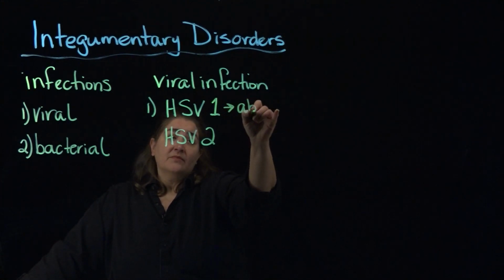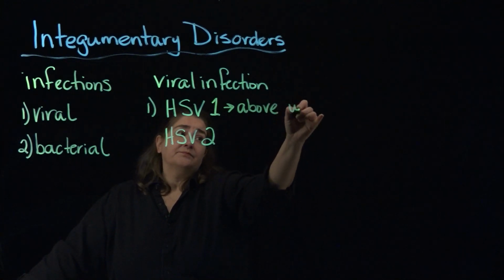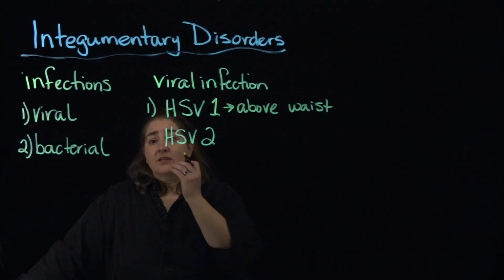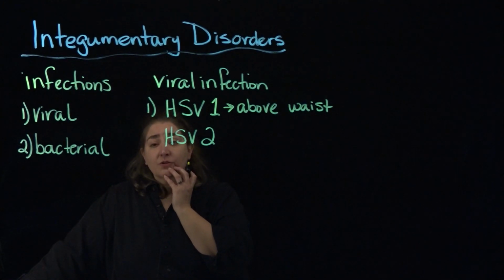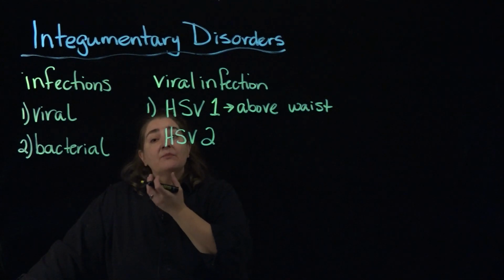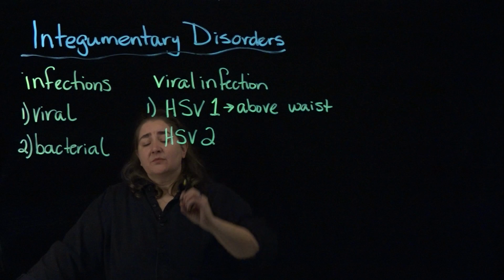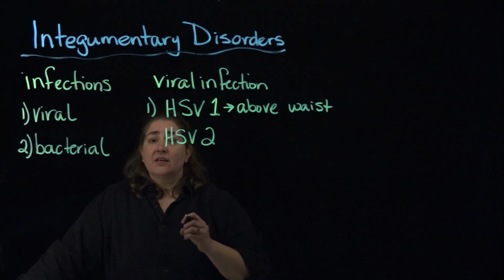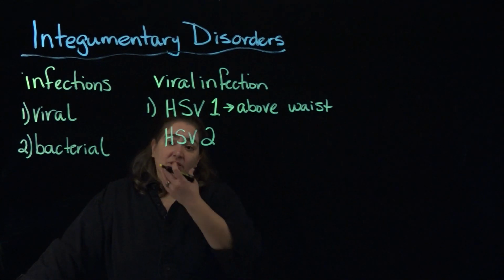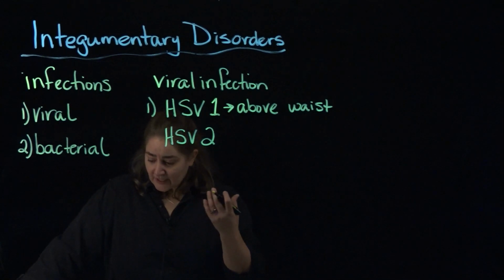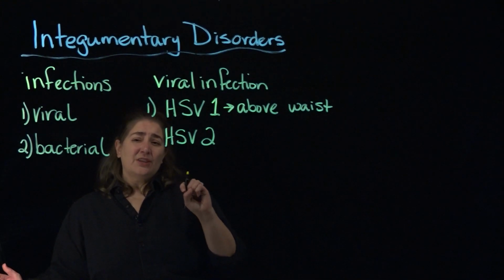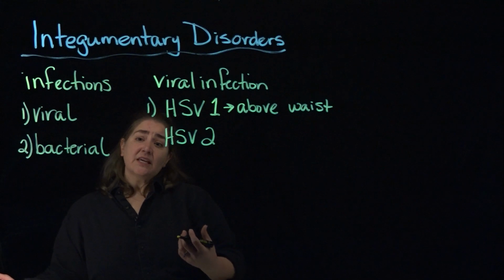HSV1 typically are going to be viral infections that happen above the waist. So individuals who have cold sores around the mouth and lip regions, that's primarily caused by herpes simplex virus 1, okay? It's sometimes also referred to as oral. But it doesn't necessarily just have to be lesions around the mouth. There can be lesions in other areas. Typically, they're painful, they break open, but they tend to be self-limiting.